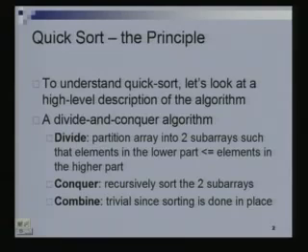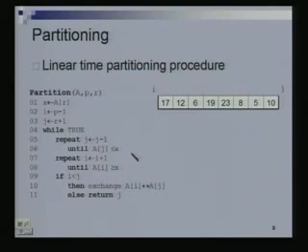That is the combining part, and in this case it is trivial because nothing needs to be done, but quite often in a divide and conquer algorithm you have to do something to combine, and we will see examples of this later. So we will go one step at a time. We will understand first how this partition is done. We will give an algorithm to do the partitioning, which will be a linear time procedure.